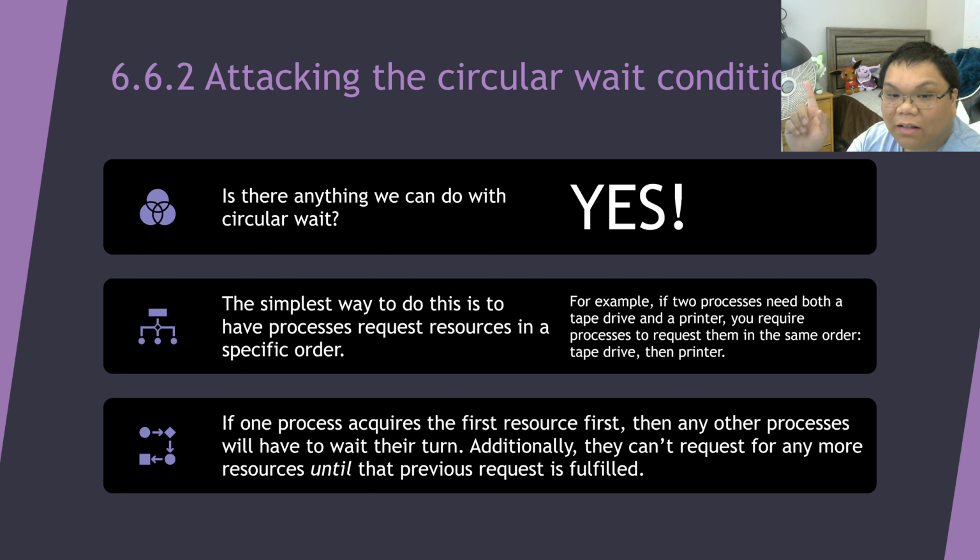One process requests the printer and it's allocated to that process. The other process tries to request the printer, but it's already in use. So that other process is gonna have to wait. And because that request hasn't been fulfilled yet, it can't request the next resource because it doesn't have the first resource yet.